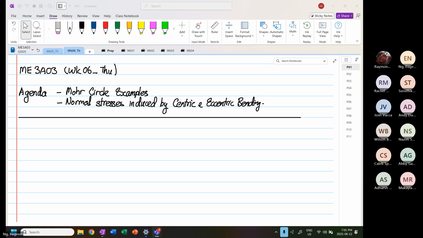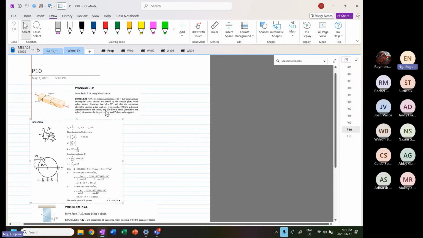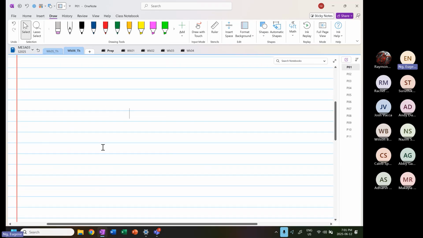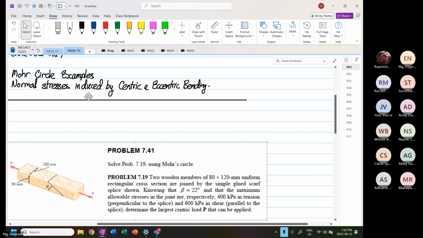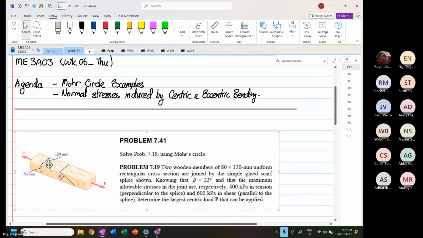Okay. So I've posted the examples I'm going to do. If you go onto Avenue to Learn, you should be able to see these images. Okay, so this is the first example. This is example number 1.